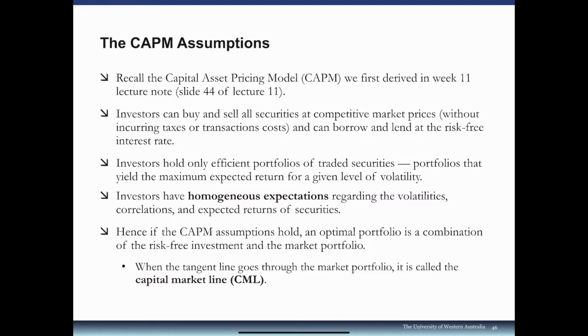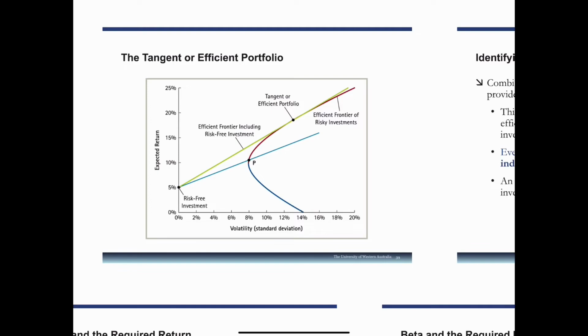And investors have homogeneous expectations. Homogeneous expectations, as opposed to heterogeneous expectations, means everyone agrees on what the volatility is, what the correlation is, and what the expected returns of securities are. So everyone has the same belief about what's going to happen in the future, such that they will be able to come up with this graph, right? Because if everyone disagreed, you wouldn't be able to come up with the graph, because it would look very different. So everyone agrees.